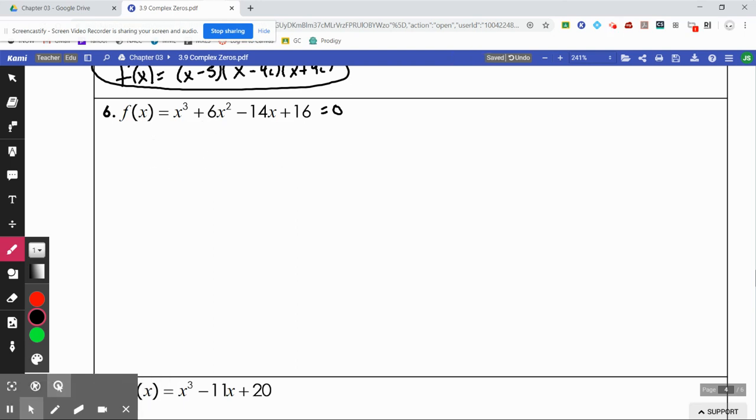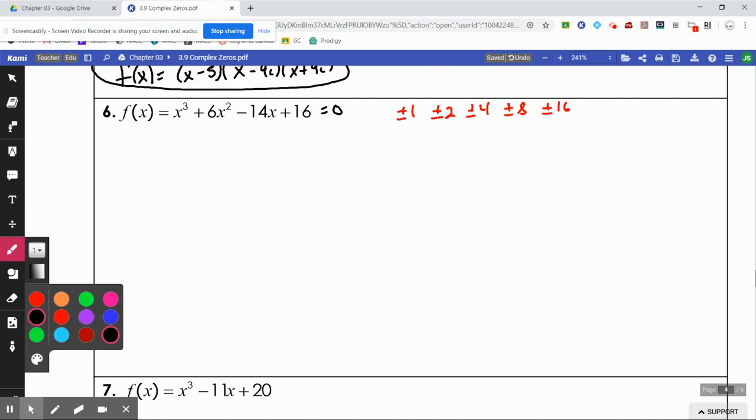So if factoring by grouping doesn't work, we're going to have to try to list our possible rational roots and use some synthetic substitution here. So let's list all of our possible rational roots. And there they are. That was all the factors of 16 over all the factors of 1, and it gave you these 10 possible rational roots. Start synthetic substitution, plugging in until you find one that works.